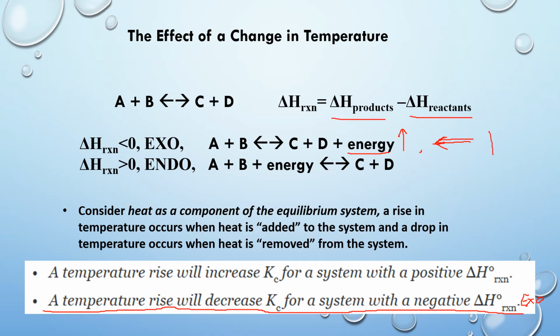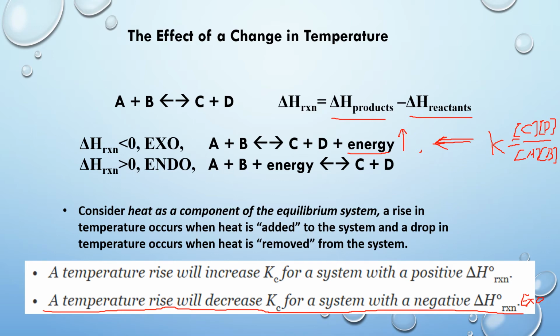Because K is equal to C and D divided by A and B in this case, a shift to the left means that you consume more C and D and increase the concentration of A and B. So you are decreasing the numerator and increasing the denominator. So the K value is going to decrease.